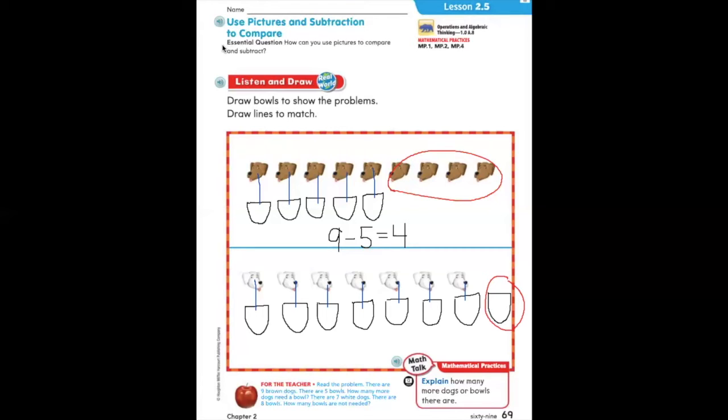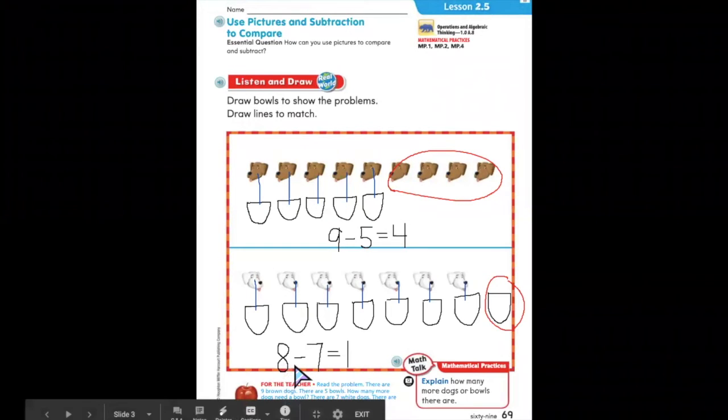Now, let's write a subtraction sentence to show this problem. We have 8 bowls. There are 7 dogs. Our answer is the number of bowls that are not needed. We counted 1. Read the subtraction sentence with me. 8 minus 7 equals 1.